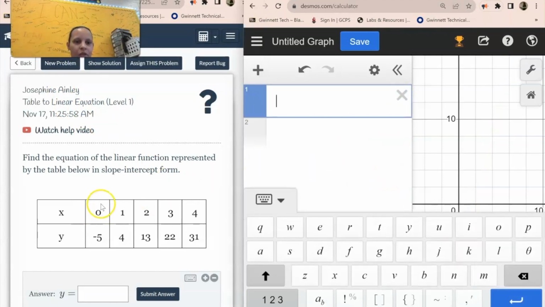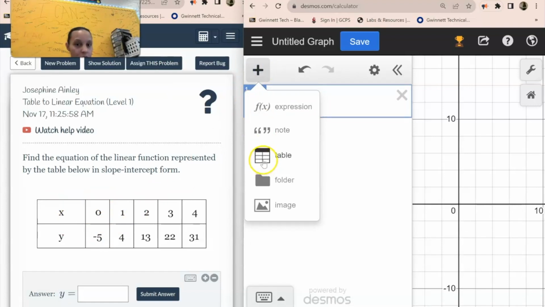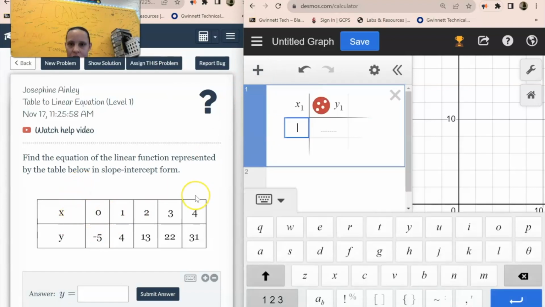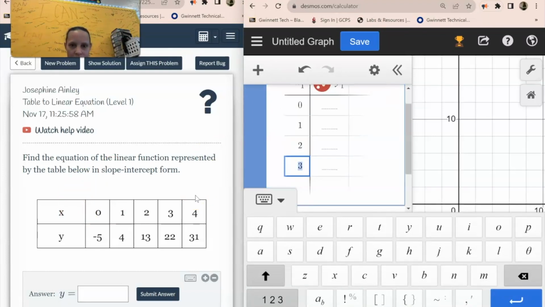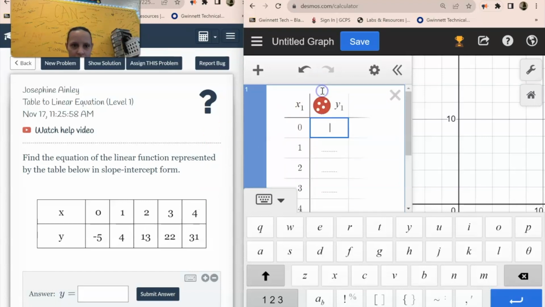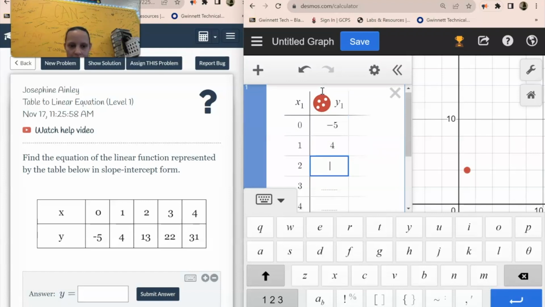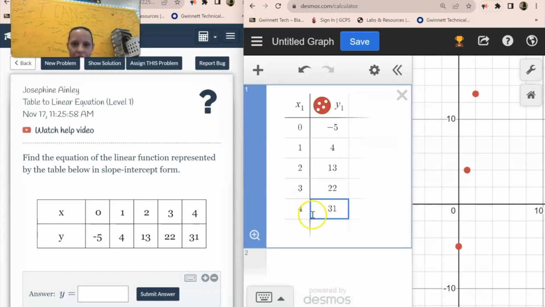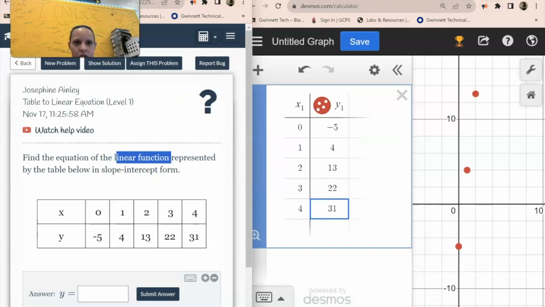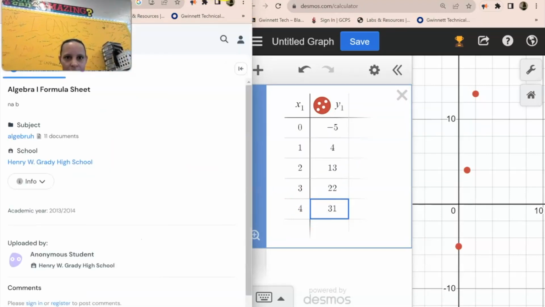All right, let's do another one just to be clear. So let me start off with the table. Again, I want to put this in the calculator. So you're going to press plus, and you want a table. Then you're just going to copy it down. So this goes 0, enter, 1, enter, 2, enter, 3, enter, 4. Then come back to 0. It's -5. Just make sure when you copy this down, you copy down exactly 4, enter, 13, enter, 22, enter, 31. Okay, so there is my table inside the calculator. All right, remember, you want a linear function, right? So again, a linear function.